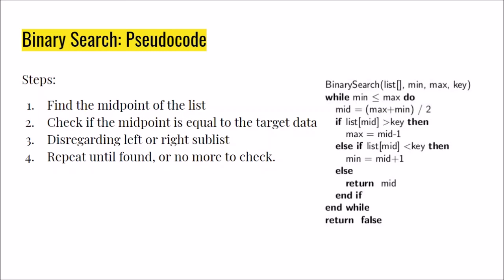So if we look at the pseudocode, we're using a while loop, and then we're finding the midpoint, which is the lower bound, or the min, plus the max upper bound, divided by 2, and then doing those comparisons, disregarding one side of the list by changing our upper bound and lower bound to different sections of the list, and then again doing our midpoint with that.